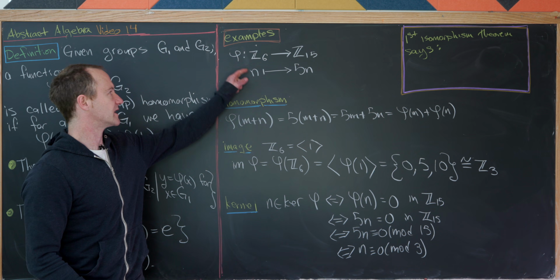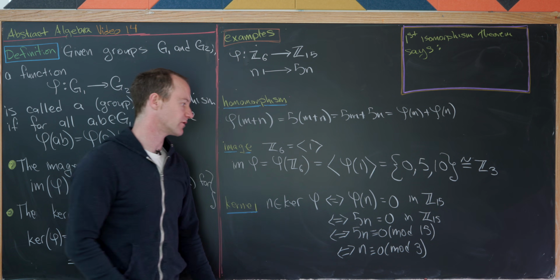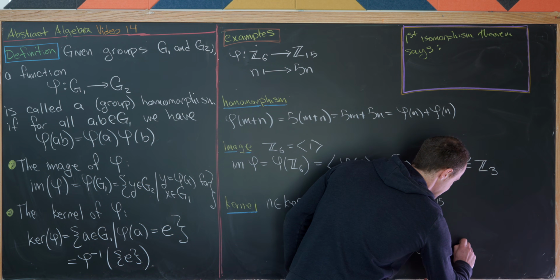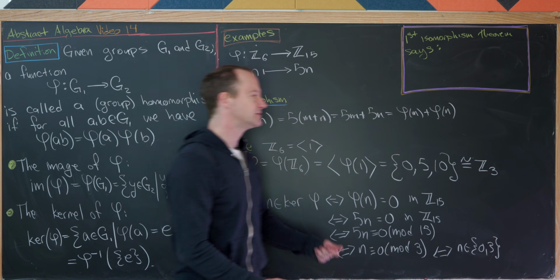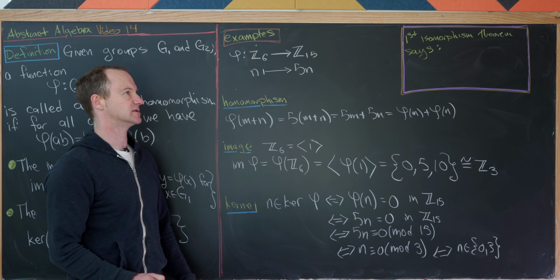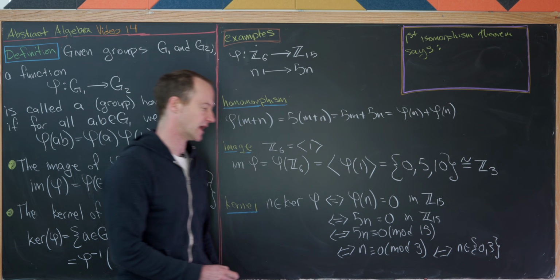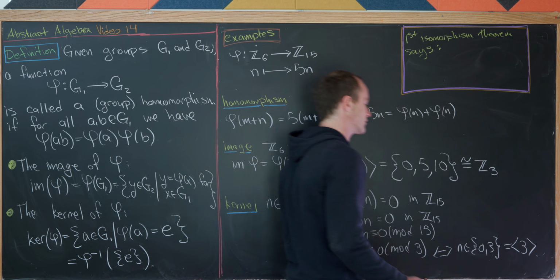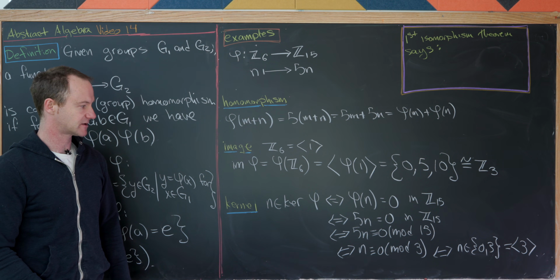But remember that we're inside of Z6. So the only things that are congruent to 0 mod 3 inside of Z6 are 0 and 3. That's because Z6 only contains 0, 1, 2, 3, 4, 5. The only things that are multiples of 3 are 0 and 3. But notice {0, 3} is the subgroup generated by 3 inside of Z6.